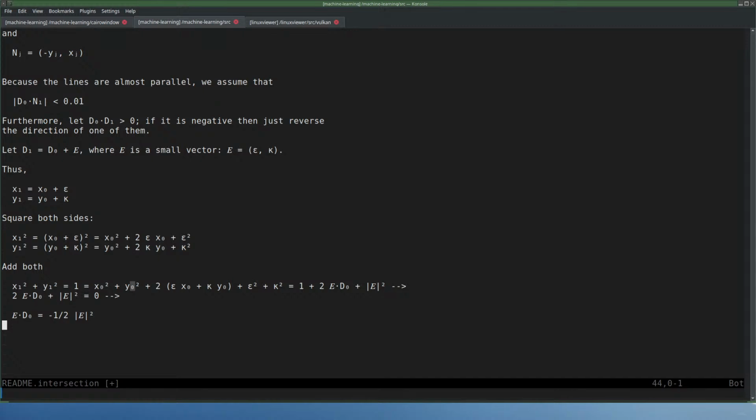I think you just have to pick a normal. Doesn't really matter which one. Let's pick N0. So N0 is like this. Or I can project E on N0. Let's call that E projected.